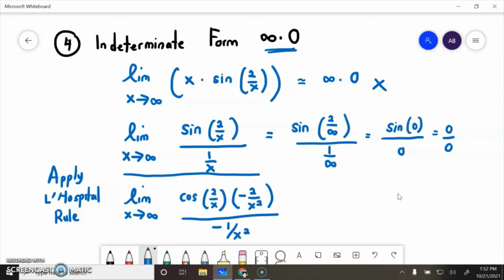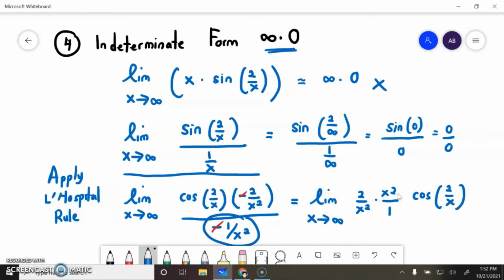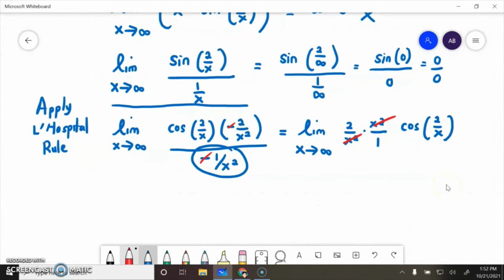Now it's quite a mess here. We gotta simplify this equation. Limit x approaches infinity, the negative and negative terms cancel out. Let me just write it like this: 2 over x squared multiplied with x squared over 1 for this term, and then I have cos of 2 over x. So some terms cancel out here. That will leave me with 2 cos. So let's do that: limit x approaches infinity of 2 cos of 2 over x.